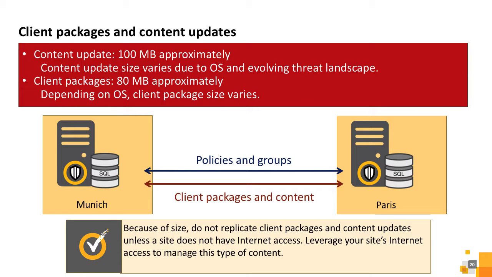Client packages and content updates. In this example, client packages and content updates are replicated to ensure that all clients receive standardized configurations and content updates. The slide shows that clients receive the same installation packages across the organization in addition to policies and groups. If the environment is configured so that Paris and Munich retrieve content from the Internet, content update replication is redundant, but is useful when a site has issues retrieving content. If the environment is configured so that Paris cannot retrieve updated content from the Internet, Munich controls content updates and distributes them to Paris. Client packages and content updates are always bidirectional.